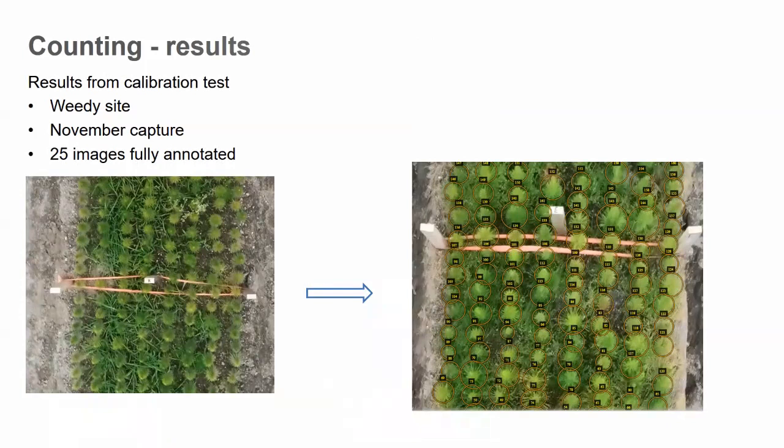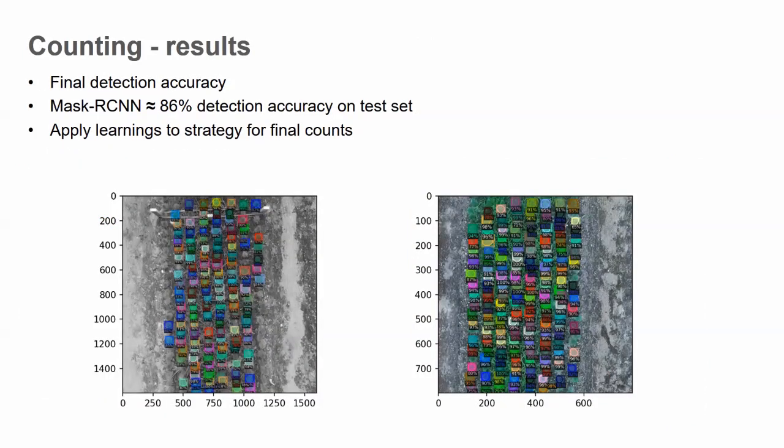This was done in November, and here what we did was we actually asked the nursery staff to hold off applying herbicide so that we could let the weed level build up in between the seedling rows here. Then what we did was we annotated just 25 images and fed them to our instance segmentation model. We took these 25 annotated images and used them to train our Mask RCNN instance segmentation algorithm.